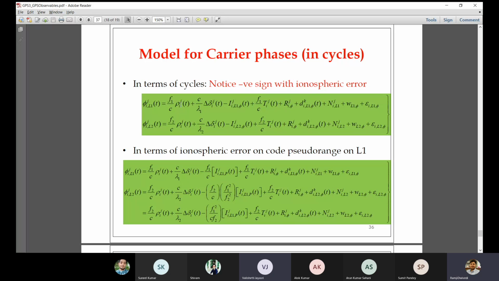Just do not worry, just simply assume that this is a meter multiplied by f1 by c. Here the delta t term is in seconds, so it is meter per second divided by meter, so it becomes per second divided by second. So this is also unitless, this is also unitless. This is again in terms of meters, so it is multiplied by f1 by c and so on. Just observe it.